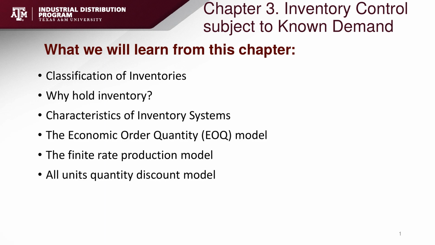In chapter 2, we predicted demand. Here we ask the next question. Given that demand, how much should we order and when? Throughout this chapter, we'll be looking at the classification of inventory, the specific reasons a firm holds stock, and the well-known models like the economic order quantity, also known as EOQ, the finite rate production model, and the all units quantity discount model.